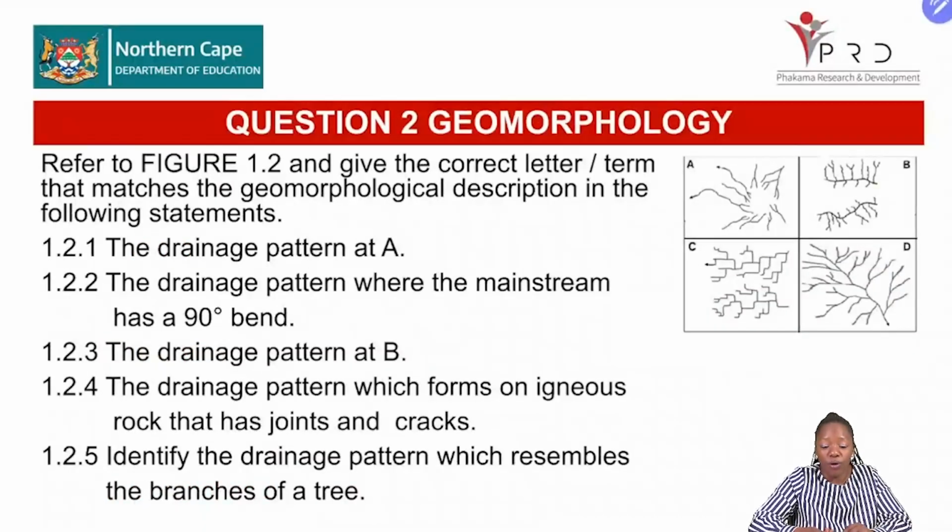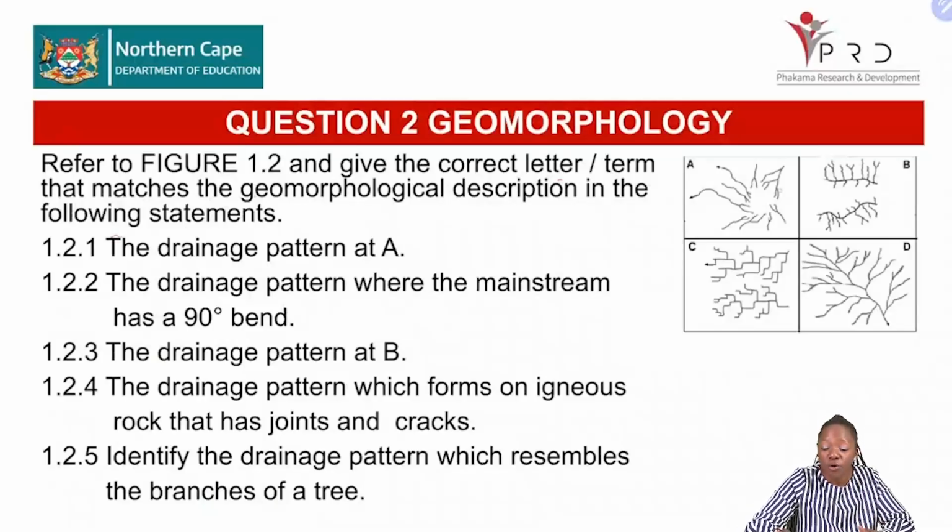Then we're looking at our next question. In our next question, it's question 2. It's based on geomorphology. Again, the examiner can pick any topic as long as it's still under geomorphology. So here, you refer to figure 1.2 and give the correct letter or term that matches the geomorphological description in the following statement. So you are given the statement there.